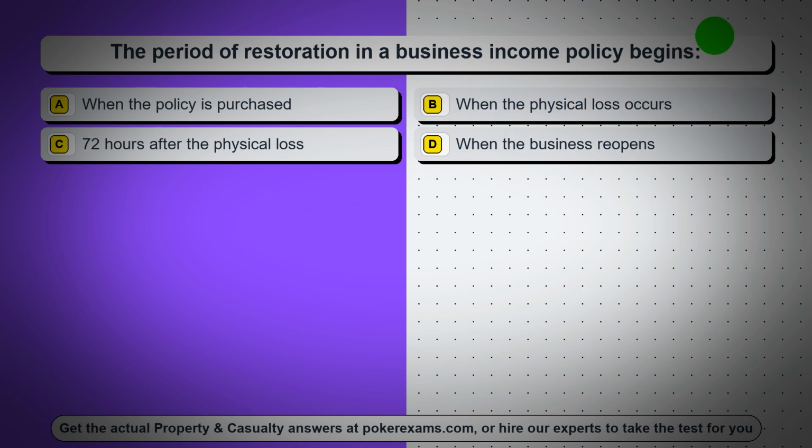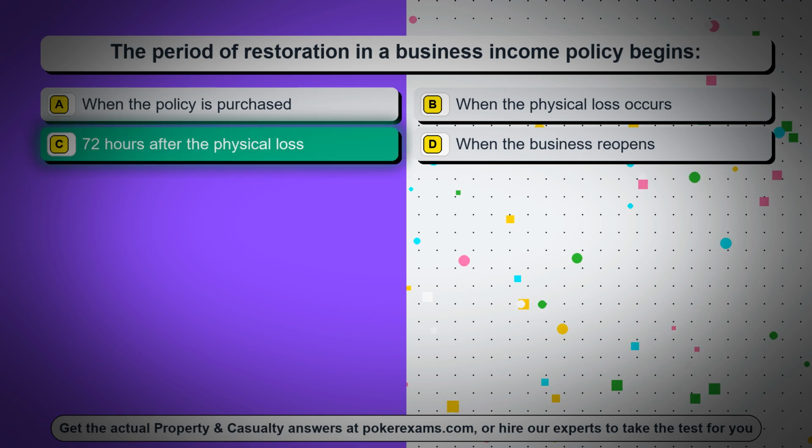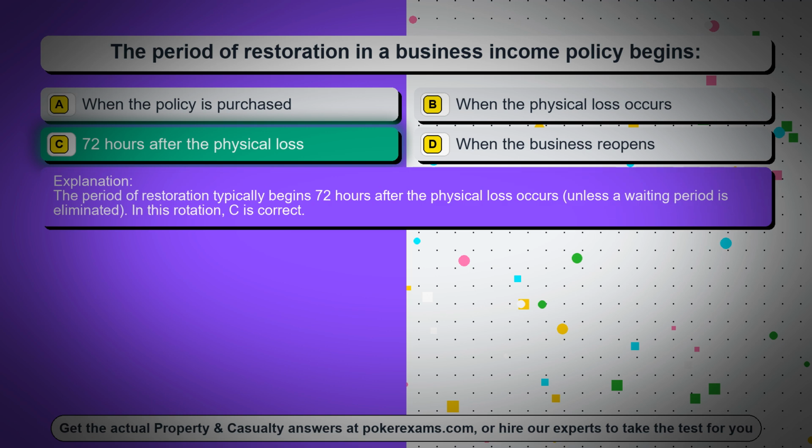Question 62. The period of restoration in a business income policy begins: Option A, when the policy is purchased. Option B, when the physical loss occurs. Option C, 72 hours after the physical loss. Option D, when the business reopens. The correct answer is option C, 72 hours after the physical loss. The period of restoration typically begins 72 hours after the physical loss occurs, unless a waiting period is eliminated. In this rotation, C is correct.